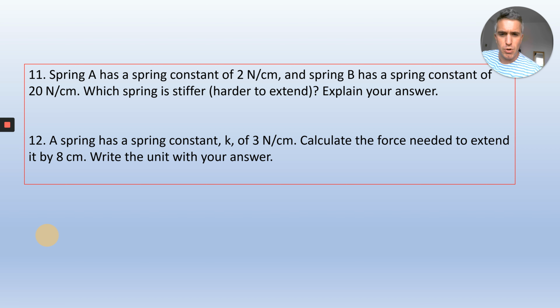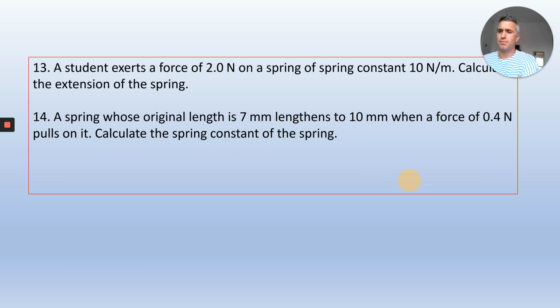12. A spring has a spring constant of 3 newtons per centimetre. Calculate the force needed to extend it by 8 centimetres. Write the unit in your answer. Remember, F equals kx. A student exerts 2 newtons of force on a spring with a spring constant of 10 newtons per metre. Calculate the extension of the spring. Remember, F equals kx. That's not an x. That's an x.